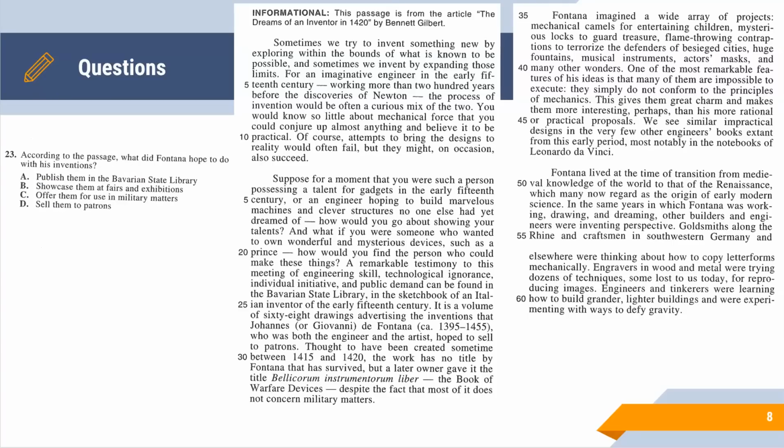Number 23 asks, according to the passage, what did Fontana hope to do with his inventions? Pause the video and see if you can answer it. The correct answer is D. Sell them to patrons. And if we go to lines 25 through 29, they're ads for ideas or things that he hoped to sell. 68 drawings advertising the inventions that Johann or Giovanni da Fontana, who is both the engineer and the artist, hoped to sell to patrons. That is going to support D being the best answer.